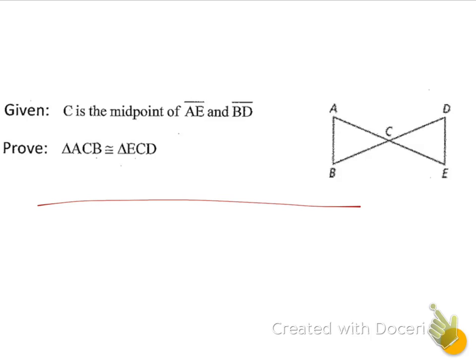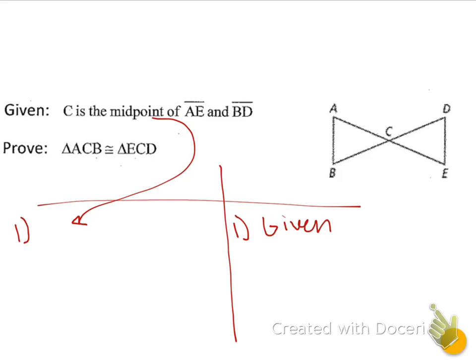Okay, proof. So I always start with my given, so I'm just going to draw an arrow to save time. And the reasoning is always given. Okay, so C is the midpoint of AE and BD. So what can we prove? Well, if it's the midpoint, that means it sits in the middle of those two lines. So it sits in the middle of AE, so that means these should be congruent.